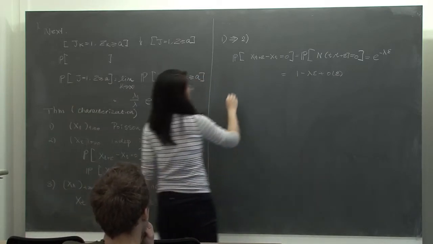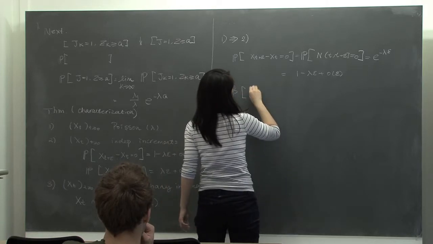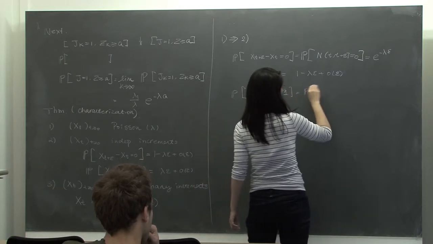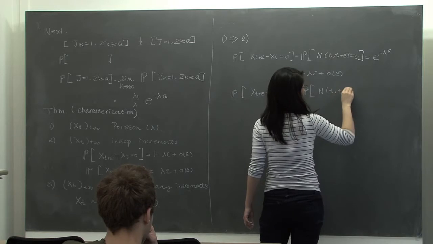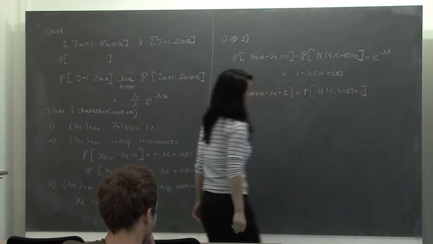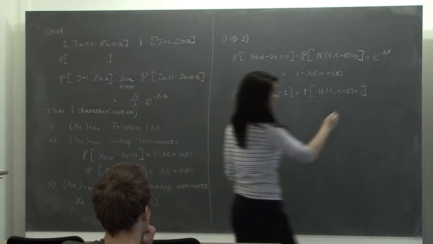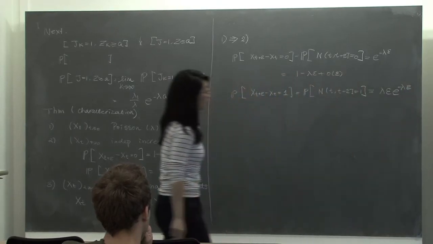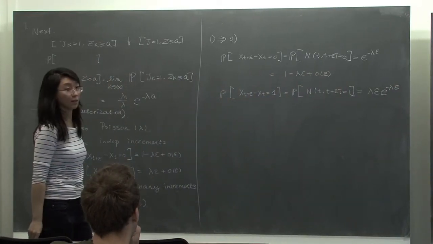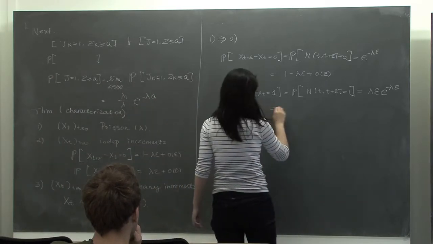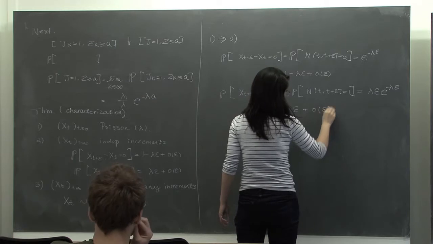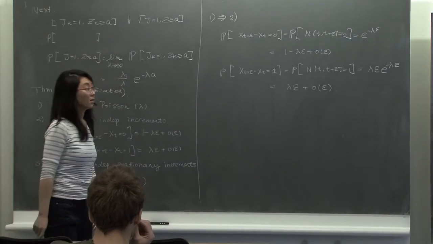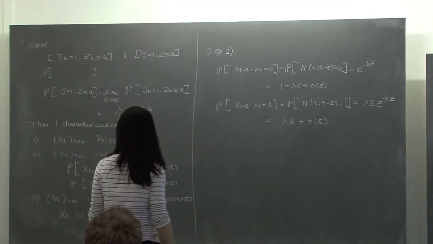And the second probability tells us the counting process equals 1. This counting process is a Poisson random variable. We know that the probability of it equaling 1 is lambda epsilon times e to the power minus lambda epsilon. So as epsilon goes to 0, it decays like lambda times epsilon plus an error term. Okay, so from 1 to 2 is immediate from the definition of Poisson process.